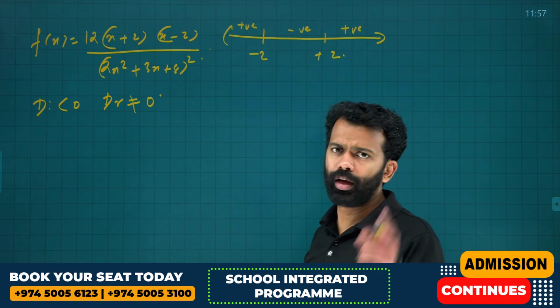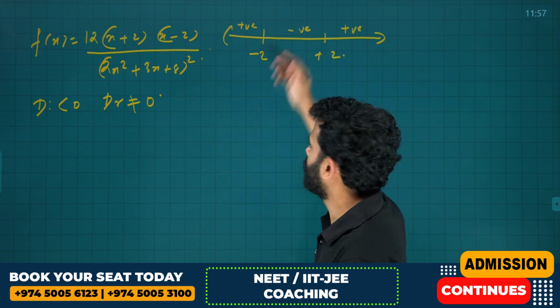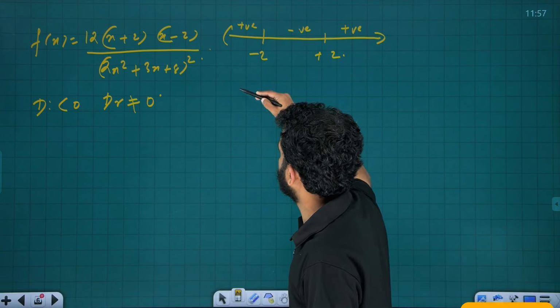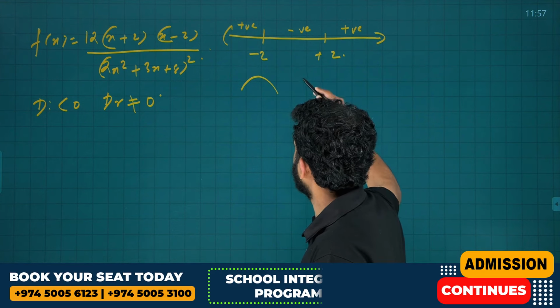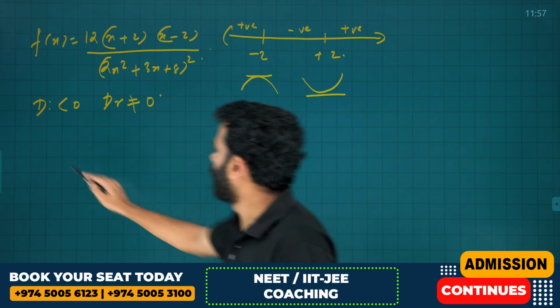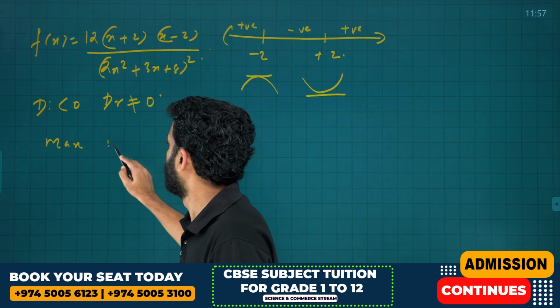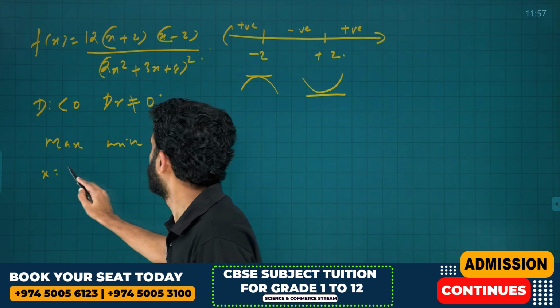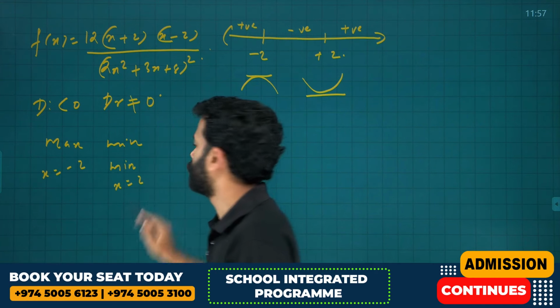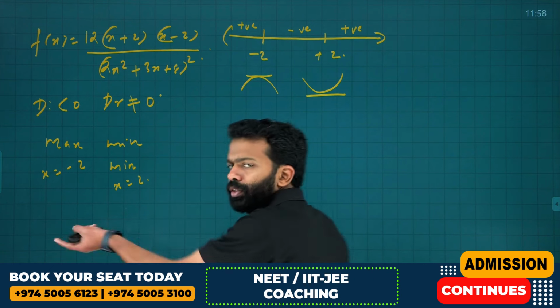Positive. So, according to the maxima-minima condition, which point is maxima and which point is minima? The graph will be like this, right? I am writing it here, it will be like this here, and it will be like this here. Okay, so this is maxima and this is what? Minima. So, maxima occurs at x equal to what? Minus 2, and minima occurs at x equal to what? 2. That's all. Just substitute the values and add them.